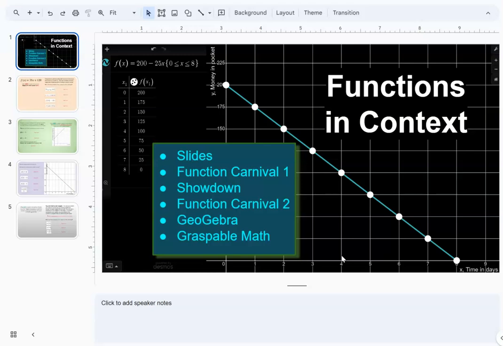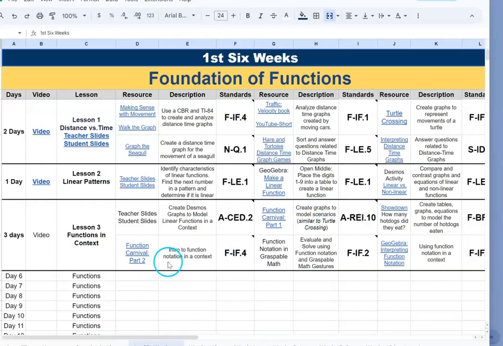Function Carnival 1 is one of those play kind of things where they may or may not get everything out of that one. But Function Carnival 2 is super important. So I'm going to show you both of them. So here is what I'm working on. I did put 3 days here. I kind of keep changing my mind, but you can decide if you need 3 days.